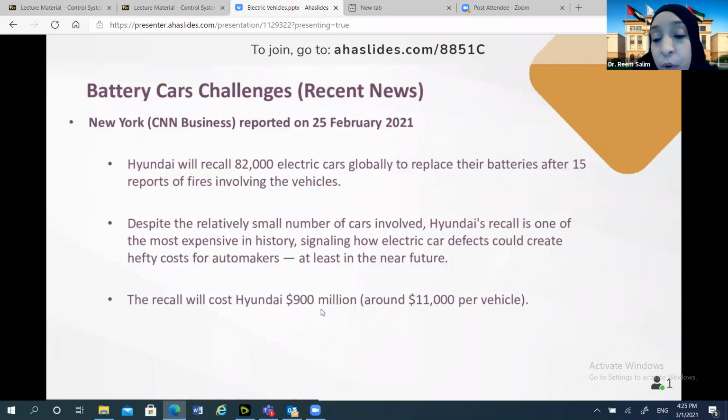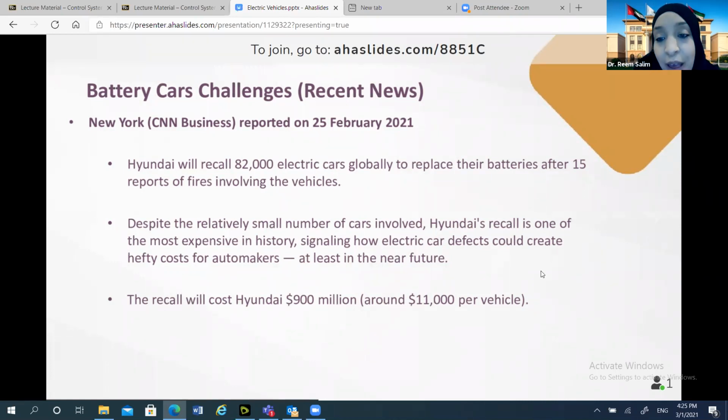This is why it was reported in the news, on CNN Business actually, and they said that this is the most expensive recall in history that has been done by any manufacturer, and it was just issued 3 days ago. So just very recent. It will cost them around $11,000 per vehicle to recall the cars and fix those issues. So for each and every car, $11,000. So that's a substantial amount.